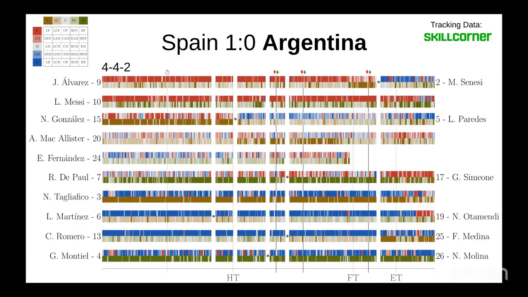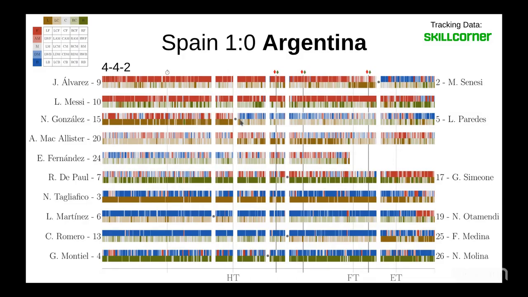So it comes to the hydration break, no clear reaction, I would say. It comes to the first substitution. Martinez was taken out at the left center back, and they bring in Otamendi. You can clearly see Otamendi was continuing on the left center back. So it comes to the halftime. At halftime, there is a reaction.